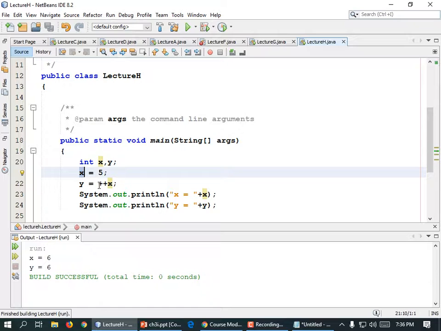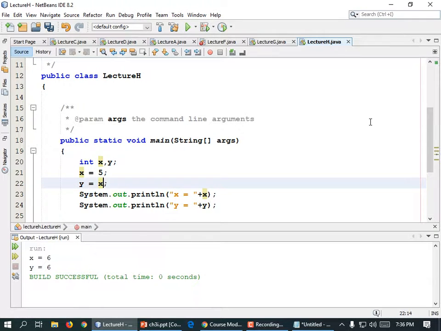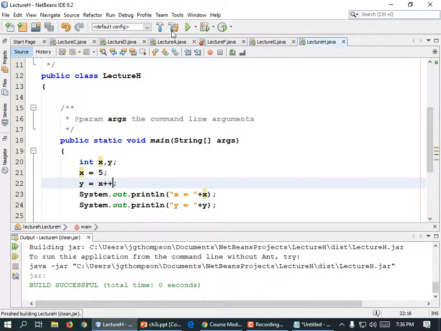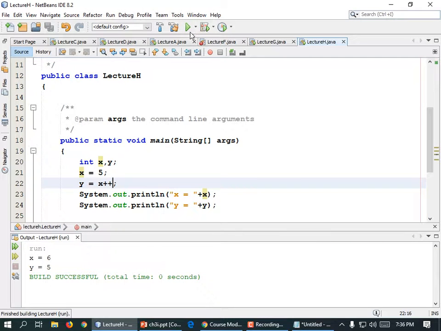But change it. Put the ++ after the x rather than before it. y is equal to 5. Why doesn't it equal 6? Because ++ after the variable means the increment happens after everything else. So x gets copied into y, and then it gets incremented. It's the same as writing this.